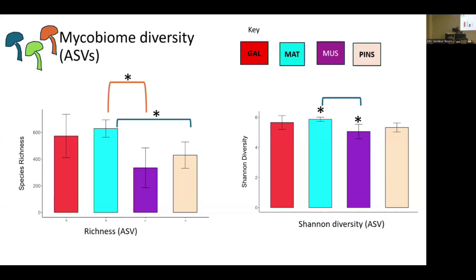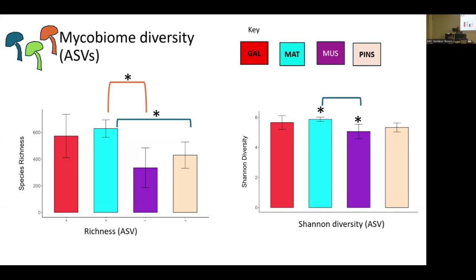And then we also looked at Shannon diversity. So this accounts for species evenness and species richness, and we found that Matagorda and Mustang had some differences. But this just shows us a specific snapshot. It just shows us the entire microbiome diversity. So what kind of fungi are there?